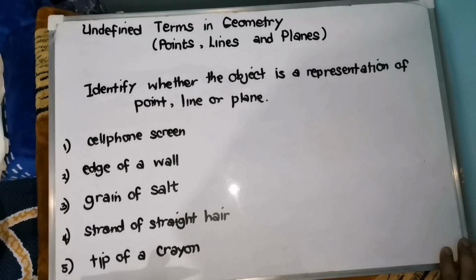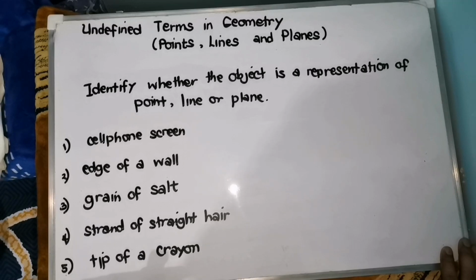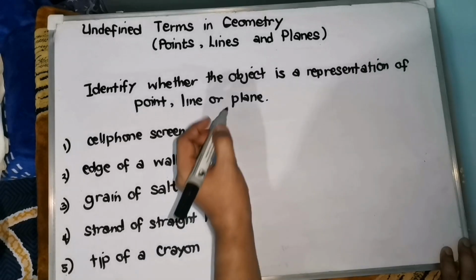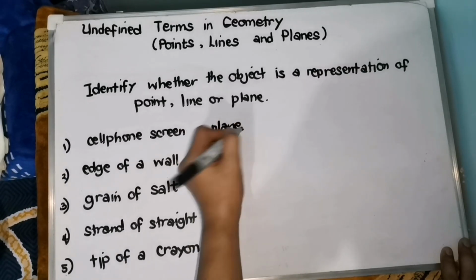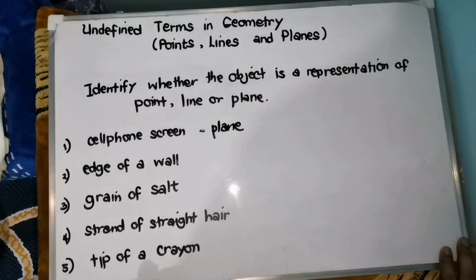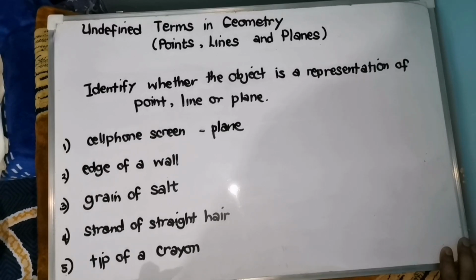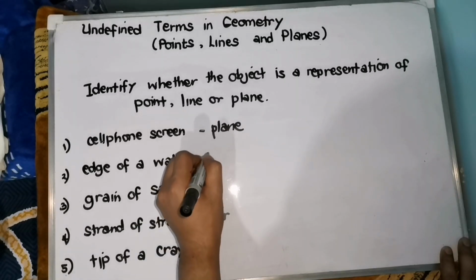For our activity, we just identify whether the object is a representation of a point, line, or plane. Let's have the first one. Cell phone screen. Is it a point, line, or plane? The answer is plane. How about the edge of a wall? Is it a point, line, or plane? That is a line.